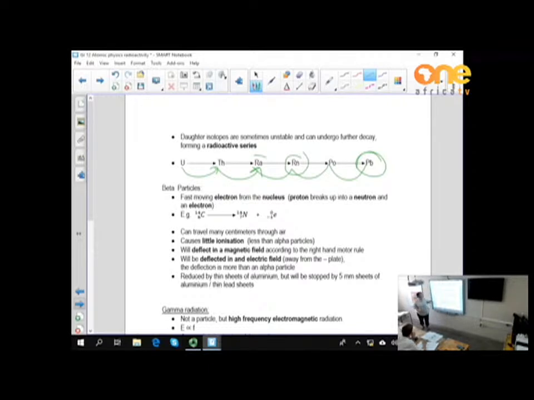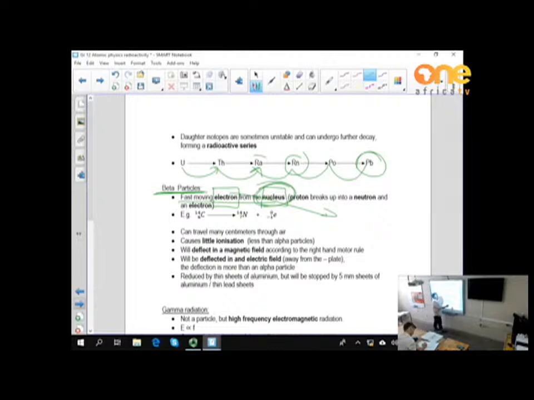The next form of radioactive emission is the so-called beta particles. Now, a beta particle is a fast-moving electron from the nucleus. Now, remember I said to you just a few moments ago, radiation is energy that comes from the nucleus of an atom. Now, the structure of the atom, we have protons and neutrons in the nucleus, electrons around the nucleus. So where does this electron come from? This electron comes out of the nucleus.